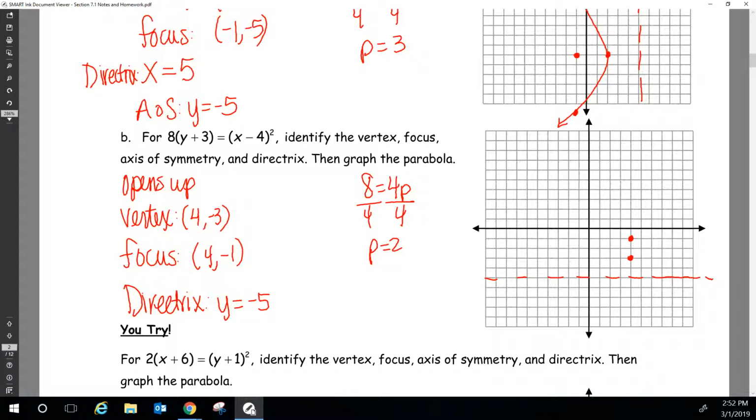All right, focal width we said was 8, so we're going to go 4 this direction, 4 this direction. 1, 2, 3, 4. 1, 2, 3, 4. And here is our parabola. And the axis of symmetry that is cutting this guy is x = 4.